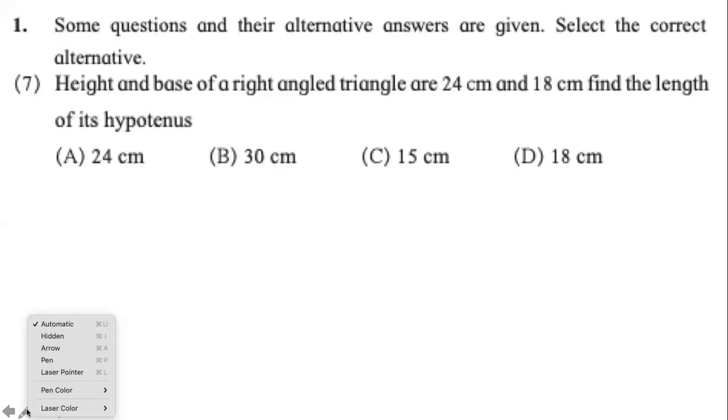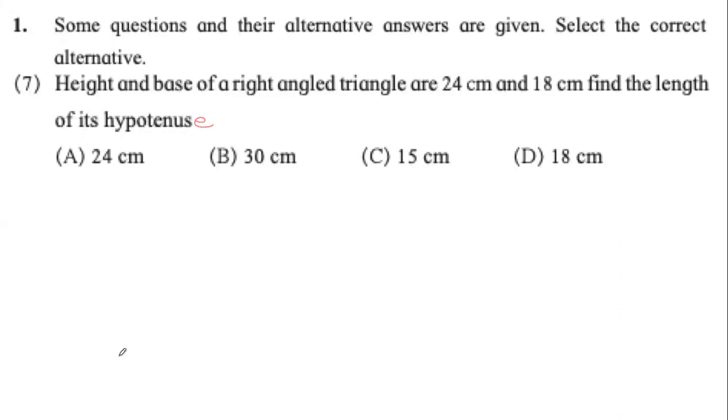Another question is another word problem with some numbers. It says height and base of a right angle triangle are 24 centimeters and 18 centimeters. Find the length of the hypotenuse. Wrong spelling, printing mistake, hypotenuse. How easy can it be? You solved this question in class 7.